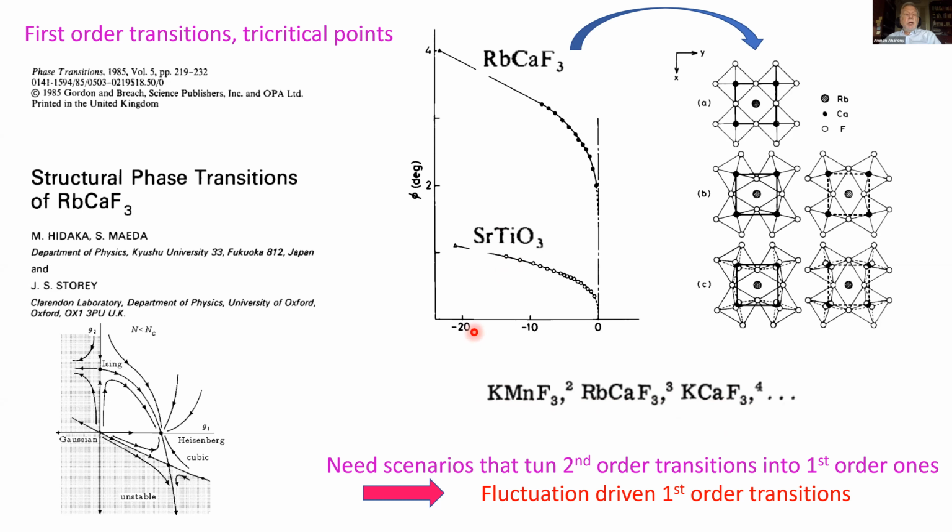However, when you repeat the measurements for rubidium calcium fluoride, as these people did in 1985, they discovered that... I'm sorry. All these guys on the bottom behave exactly like strontium titanate, so they have second order transitions, in the sense of the ordered phase at low temperature. The ordered phase is tetragonal. And the rotation of the octahedra is described here the same as in strontium titanate. They rotate counterclockwise and counterclockwise.